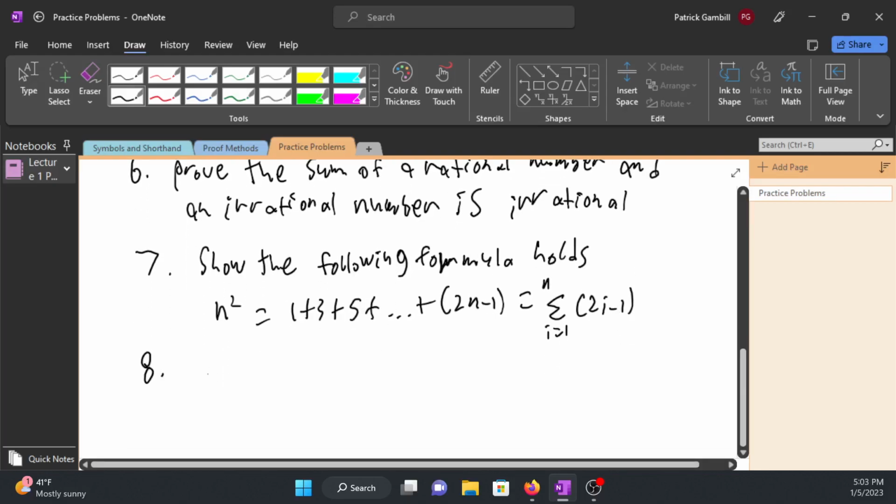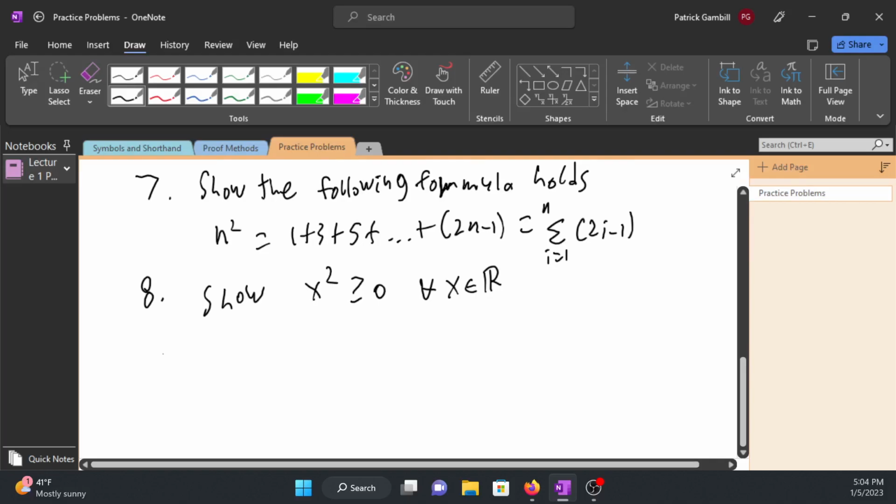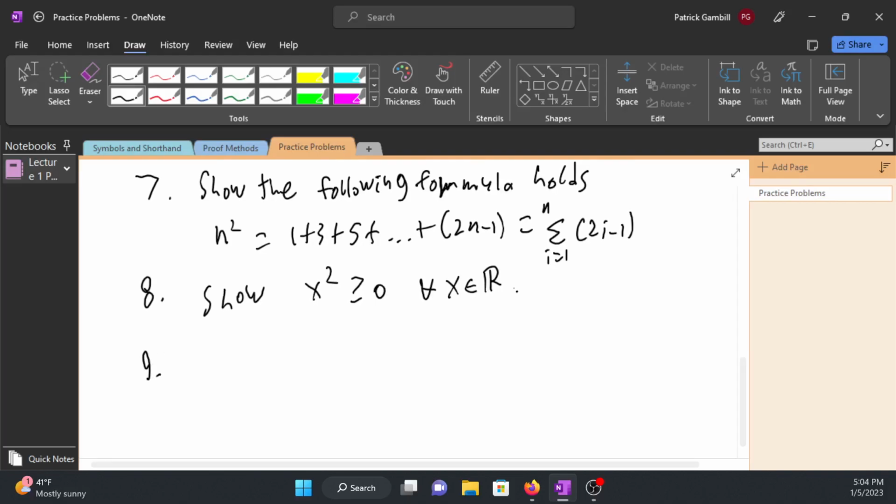Number 8, you could show x squared is greater than or equal to 0 for all real numbers x. And if I say show, that's the same thing as prove. You gotta show it rigorously. I don't want you to just claim it for one example, you need to show it for all possible x's.